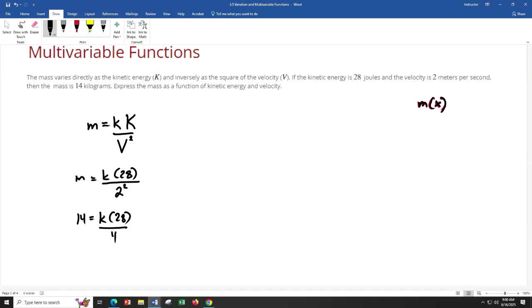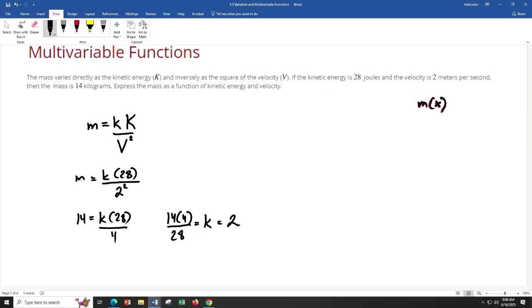Good with that? Got to get K by itself again. So we've got 14 times 4 divided by 28. Can we all agree that's what K would equal? To do the math of that, should get 2. Let me double check my math on that, make sure I'm right. 14 times 4 divided by 28, looks like it's going to be right. So the K value is simple, isn't it? K is just going to equal 2.